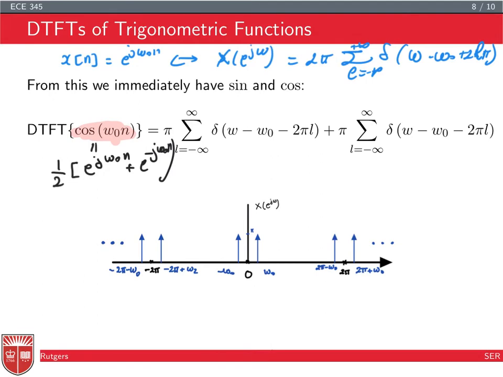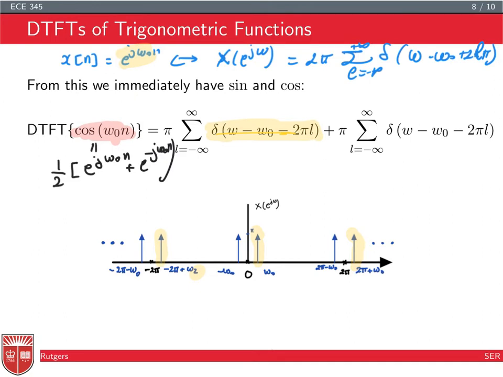So this part here corresponding to e^{jω0n}, which is the one we just did. So it's going to give you these pulses at ω0. Also here should be ω0. That's a typo. I will fix it later.